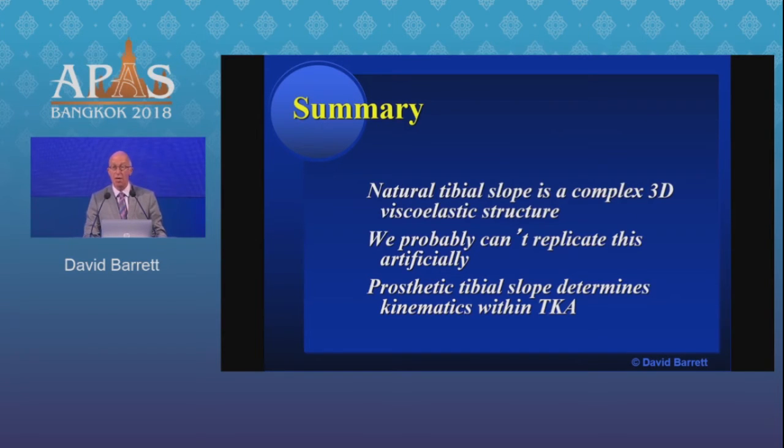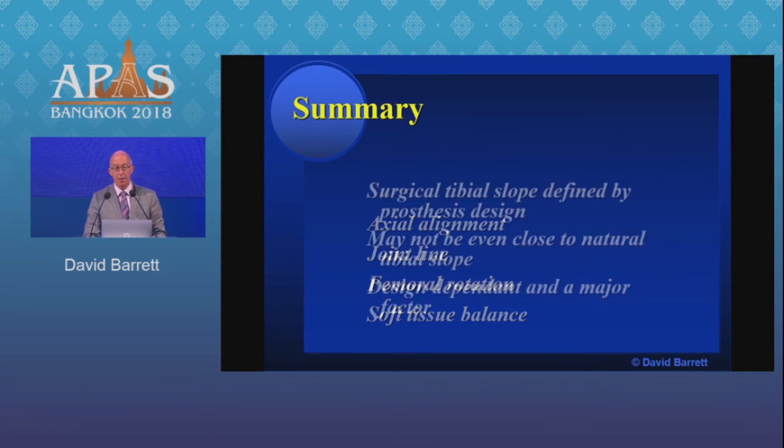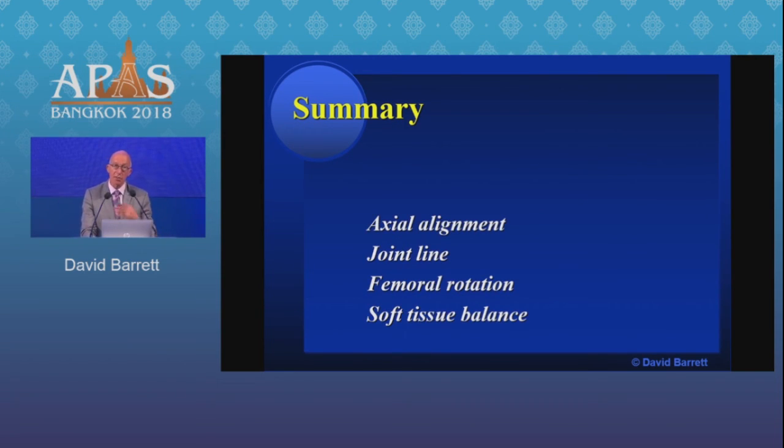So, in summary, on the biomechanics of the knee before, the natural tibial slope is a complex 3D viscoelastic structure, and we probably can't replicate that artificially. The prosthetic tibial slope determines the kinematics of a TKA. The tibial slope is defined by the prosthesis design, not really our choice. It is design dependent and a major factor in knee performance. These are the things we usually talk about in knee alignment, putting in the femur and tibia. I think tibial slope should be right up there as important as them all.